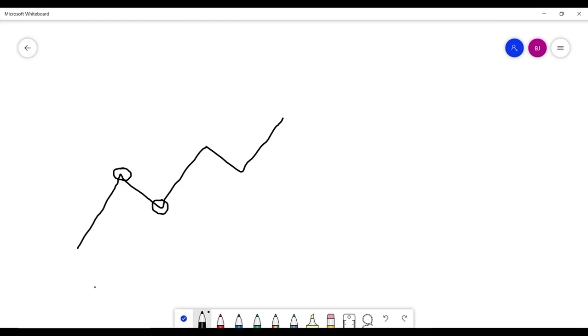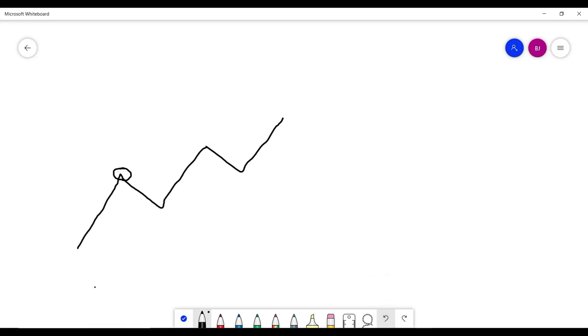Now, you see how the market broke this high right here and created a new high? Well, this is a new swing high. And it pulls back and created another swing low. So every time the market creates a new high, that's a trending market. And that's what we want to see when the market is trending.